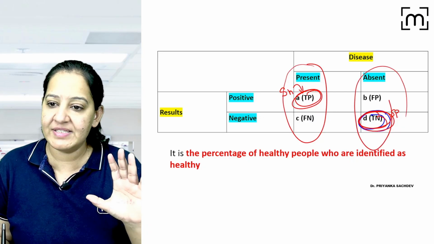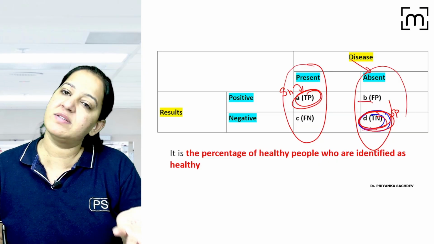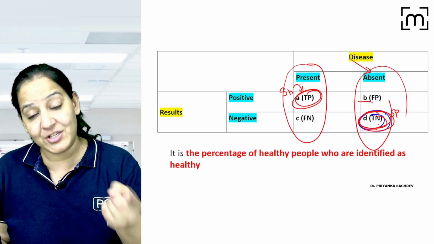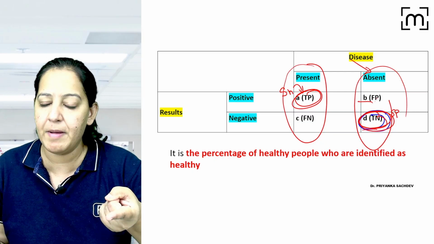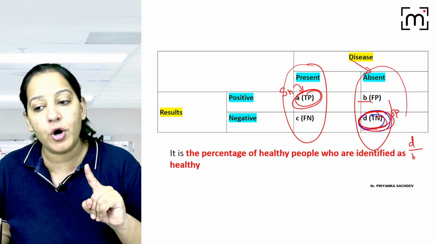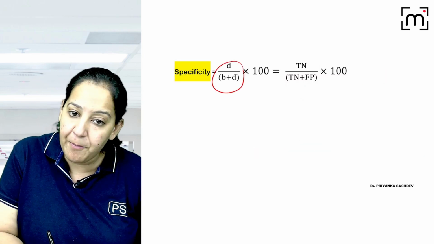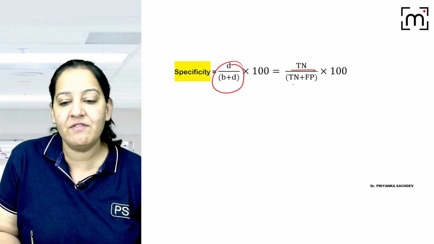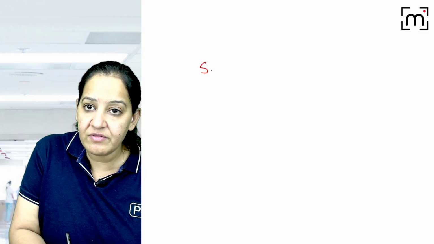Now ideally, who don't have the disease? The disease is absent in B plus D. So the test should give a negative result in all of them. But the test is actually giving a negative result in D. In B, it is giving positive by mistake. You got my point? So it is D upon B plus D. That is true negative upon true negative plus false positive. You got my point?